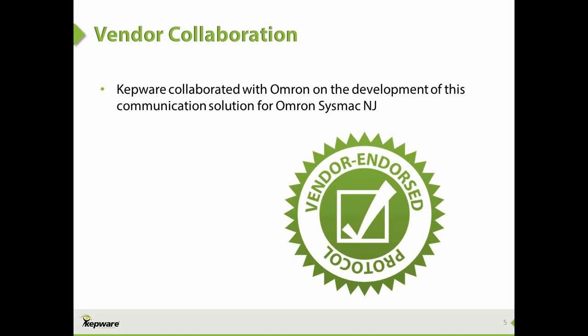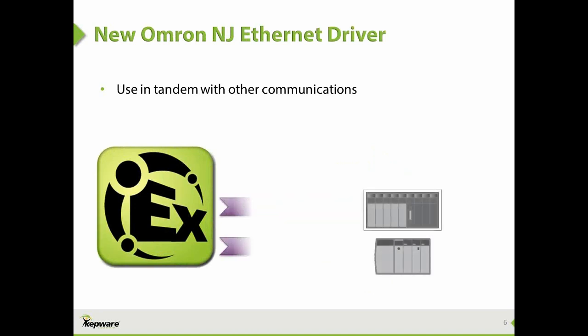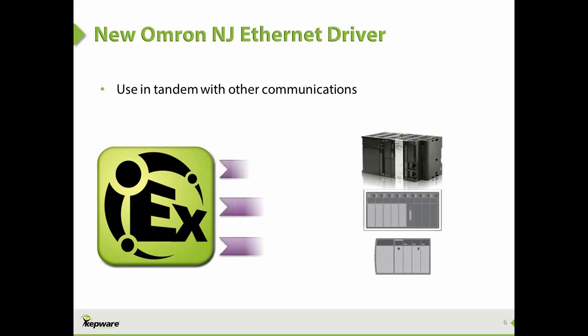Any questions so far on that? Okay. So the idea here is that you can communicate to everything in your existing system, like other Omron devices or Modbus controllers, as well as the new Omron NJ controllers. It lets you realize the benefits of that faster, more efficient communication using that native NJ protocol.